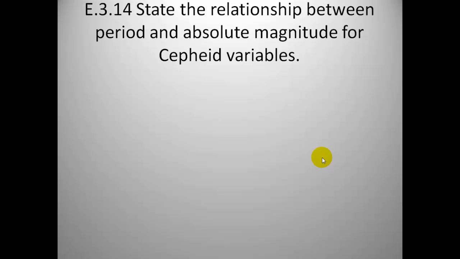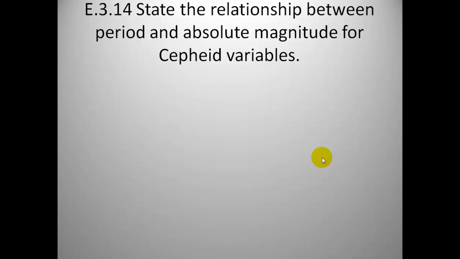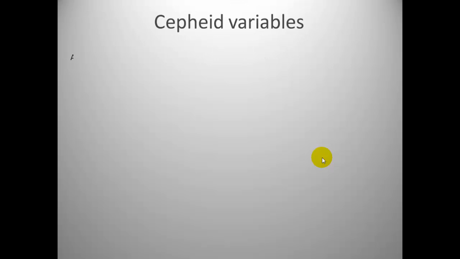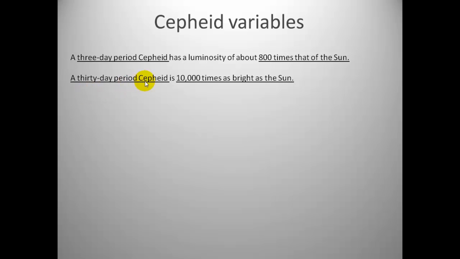So if we know the time period, 3.5 days, how can we find out the absolute magnitude or the luminosity? A 3-day period cepheid is roughly 800 times as luminous as the sun. A 30-day period cepheid is 10,000 times as bright as the sun. So it's a much bigger star and has a longer period.